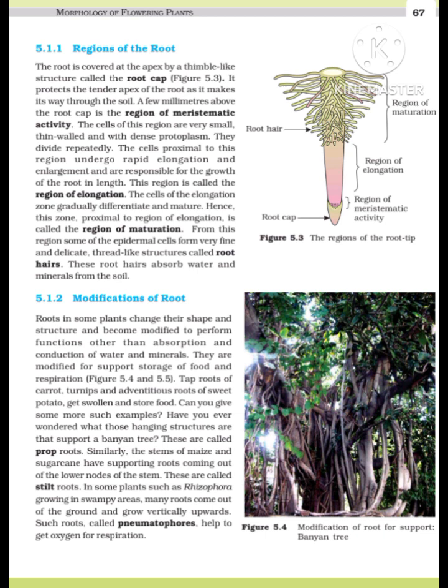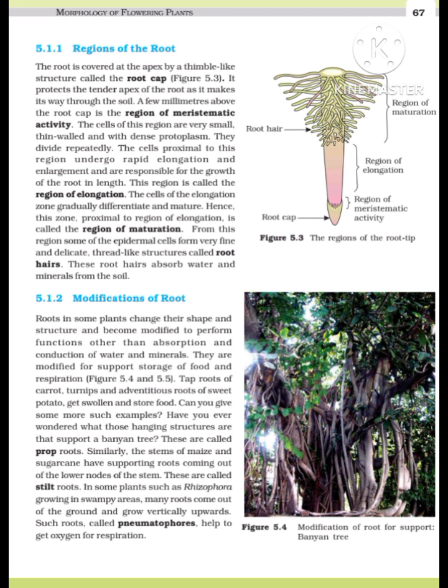This region is called the region of elongation. The cells of the elongation zone gradually differentiate and mature. Hence, this zone, proximal to the region of elongation, is called the region of maturation. From this region some of the epidermal cells form very fine and delicate, thread-like structures called root hairs. These root hairs absorb water and minerals from the soil.